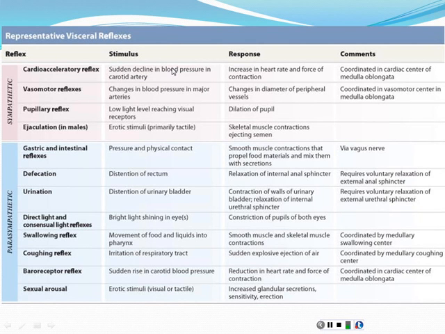So that's one example, and here the stimulus is that decrease in blood pressure, which is picked up by a receptor in the carotid artery. And then the response is coordinated through the brain stem to increase that heart rate by increasing the sympathetic nervous system stimulation. All right, so there's one.